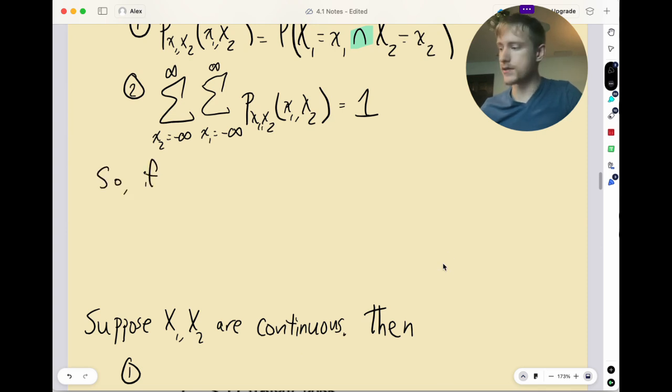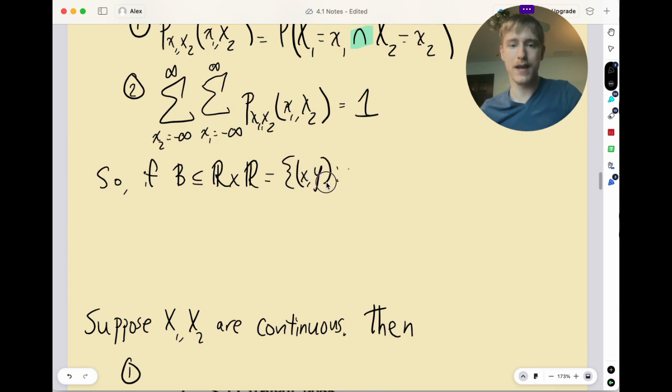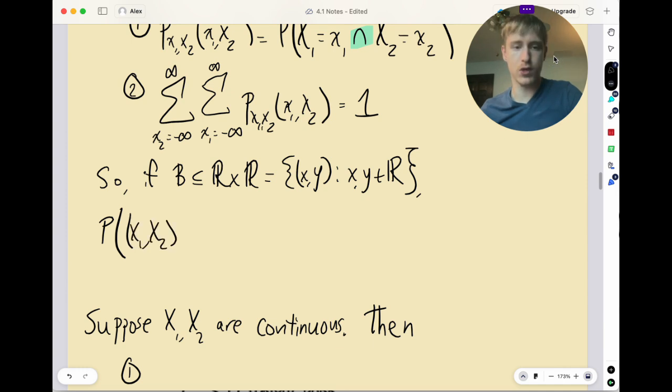Suppose that we let B be a subset of r cross r, which is the set of all ordered pairs x, y where x and y are real numbers. Then the probability that x1 and x2 belong to B is the sum over all ordered pairs x1 and x2 in B of this probability function.